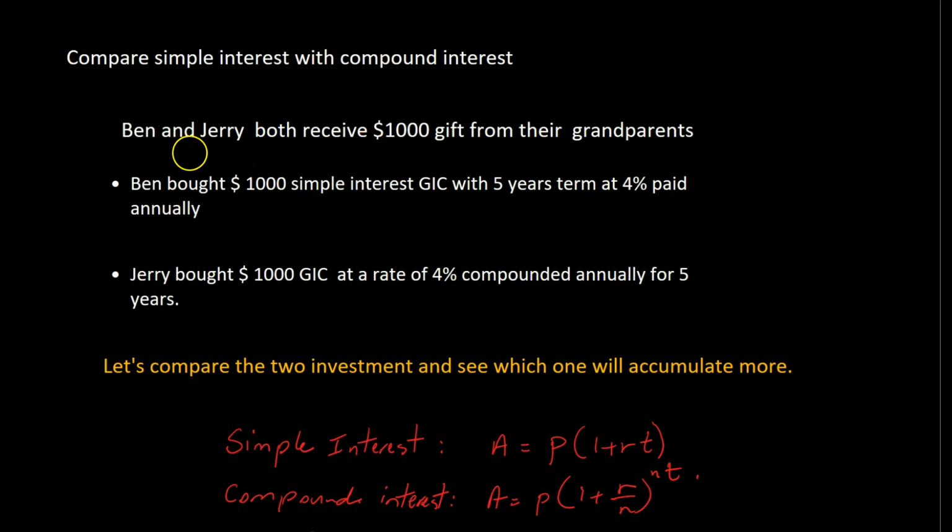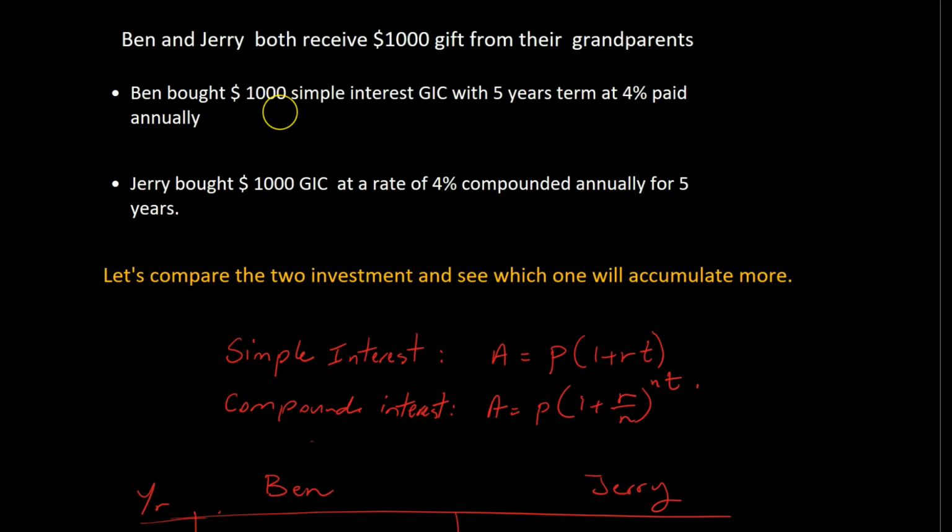We have two buddies, Ben and Jerry, both received a $1,000 gift from their grandparents. Ben goes and buys a $1,000 simple interest GIC, guaranteed investment certificate, with a 5 year term at 4% paid annually. But Jerry goes and buys the same GIC at the rate of 4% compounded annually for 5 years. So one is simple interest, the other one is compound interest, both the same rate, but we want to know what happens in terms of the total accumulation for each and then which one is better.